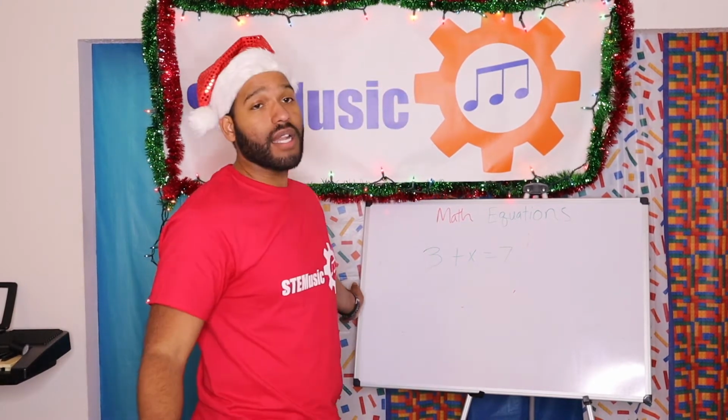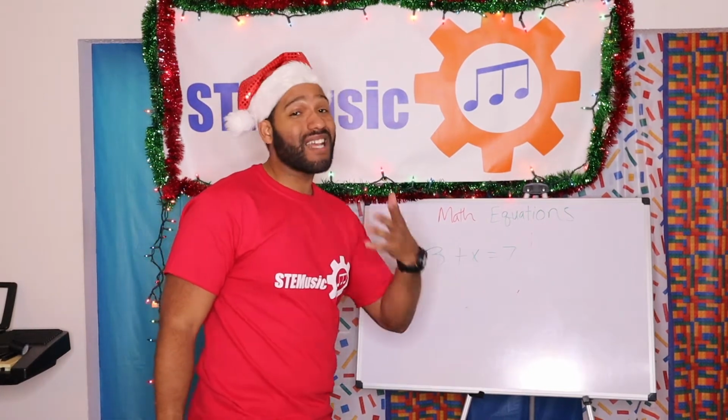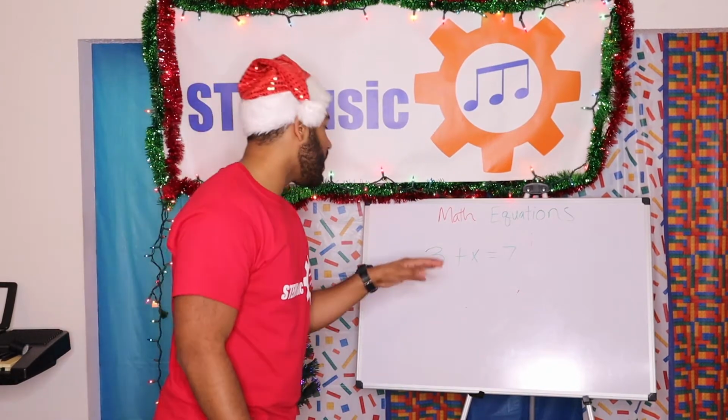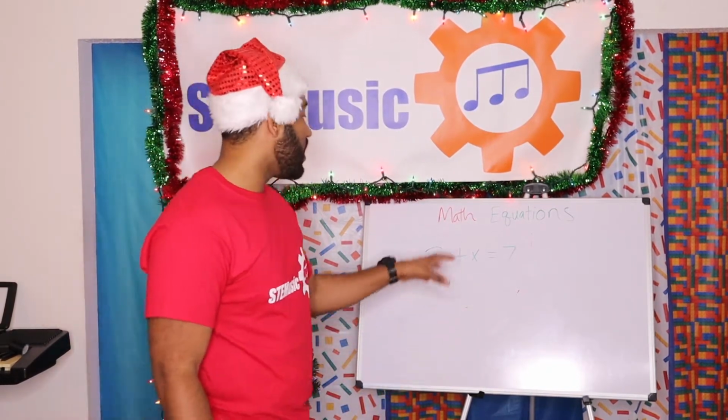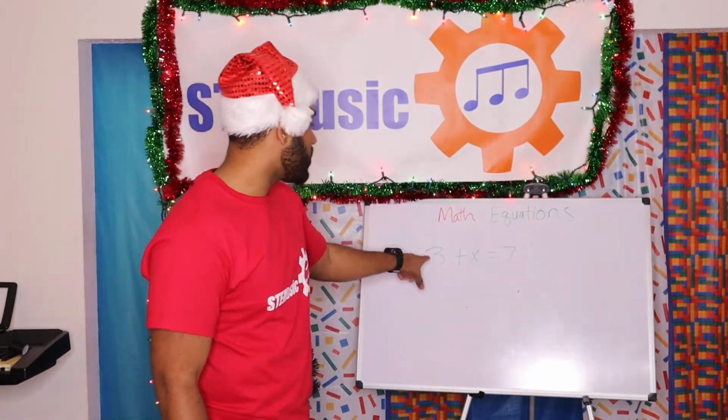So the main goal that we're trying to do in this problem is we want to solve for this x. We want to know what this x is. Now, STEMusic Nation, I know you're super smart, so you probably already know what it is. But here's what we need to do. We need to get like terms together. So that means any variables, we want to get them together. This is a variable. Any numbers, we want to get them together, which we have 2 numbers here.